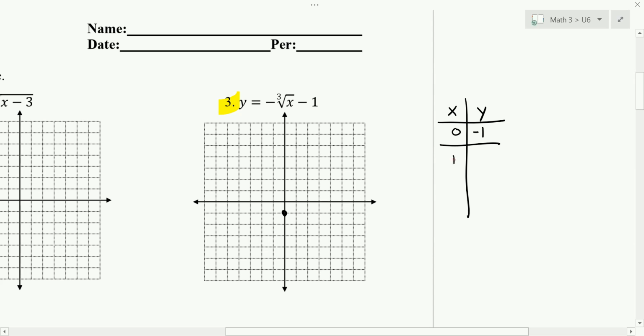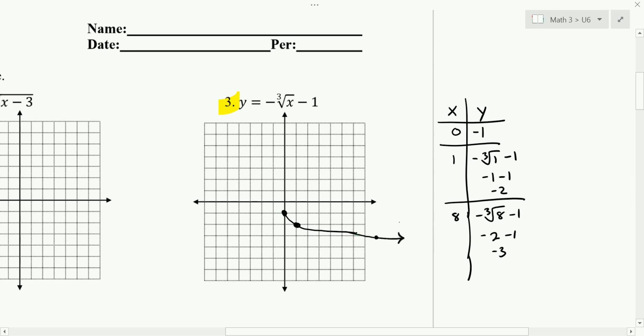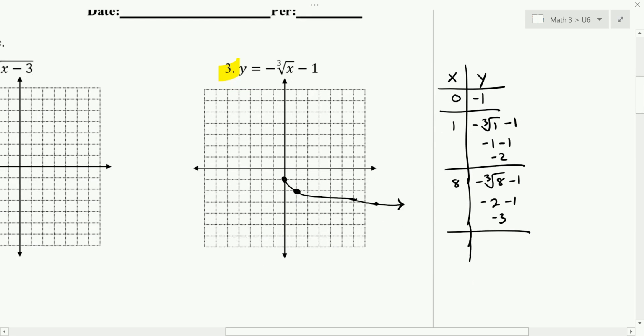For example, when I plug in a 1, I end up with negative 2. If I plug in 8, I end up with negative 3. So it moves down and to the right, and I'll pick some values to the left of 0 here.